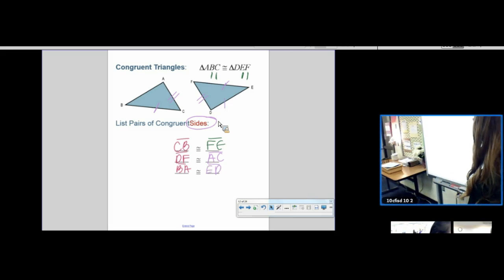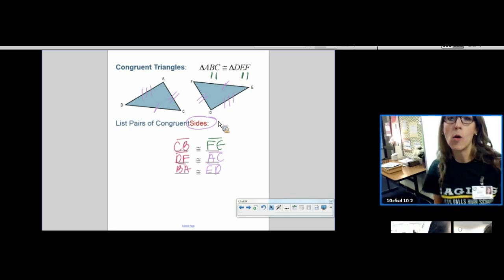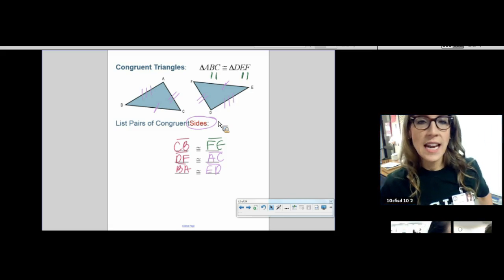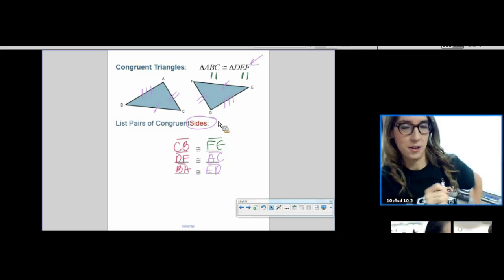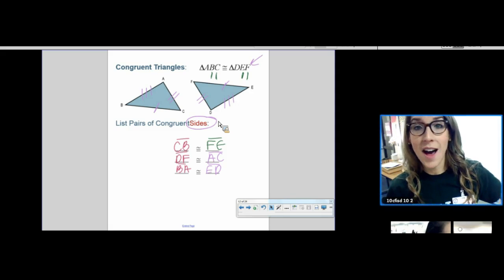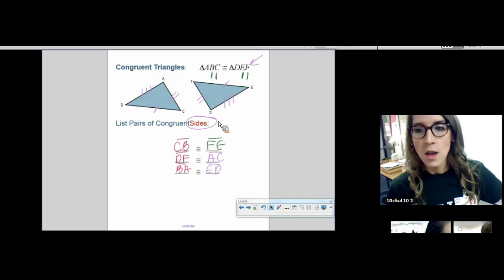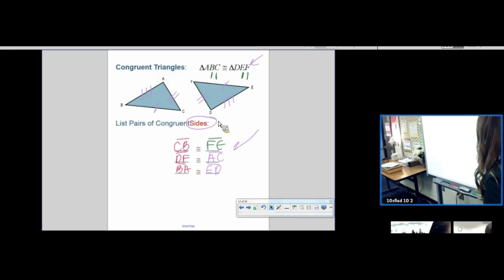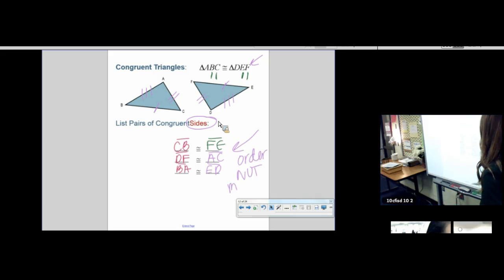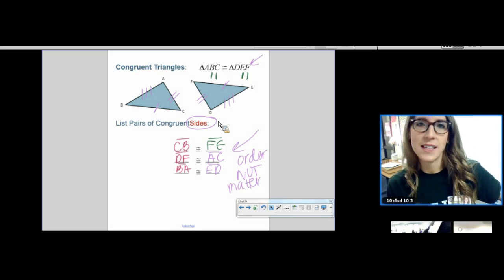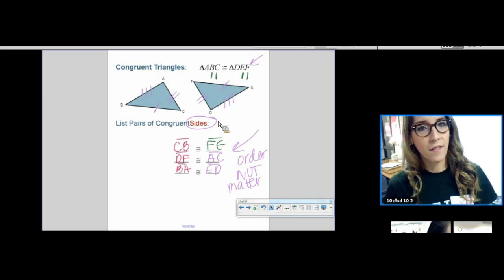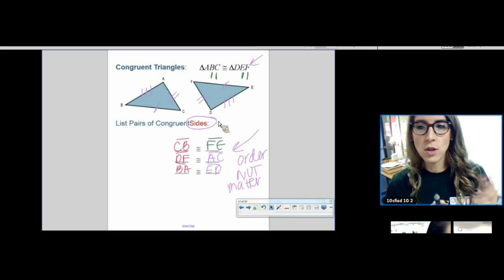Now, let's talk about order of the letters really quick. In a triangle congruence statement, the order absolutely positively matters. It's a huge deal. Now, when you're listing segments down here, the order does not matter because segment, let's say FE, is the same exact segment as segment EF. So if you had put EF, it would not be wrong, even though your order is different than the congruence statement. A segment is a segment.